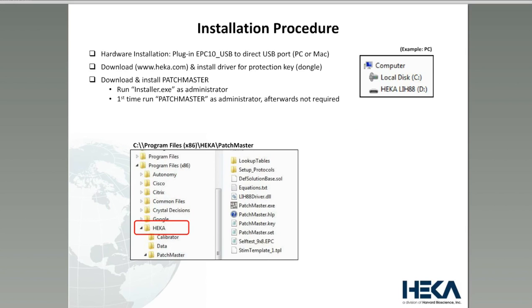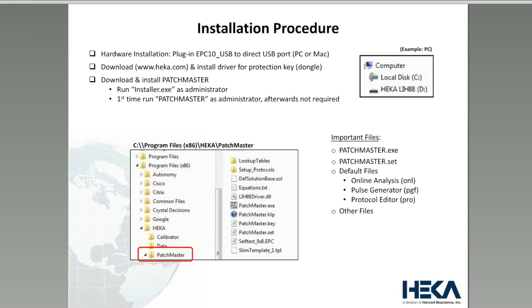Then after the installation, you will find a HEKA folder, and inside the HEKA folder is a PATCHMASTER folder. That PATCHMASTER folder has several files, of which we will talk about in a minute. The most important one is, of course, the exe file, the executable file from PATCHMASTER itself. And then there is another file which is called patchmaster.set. It's a configuration file, and we will talk about this in more detail during the live demonstration.